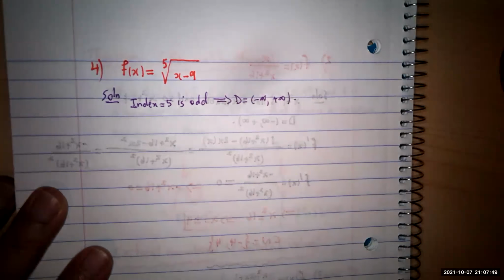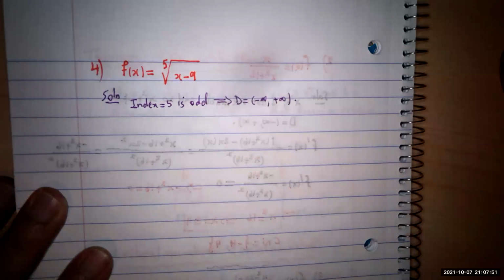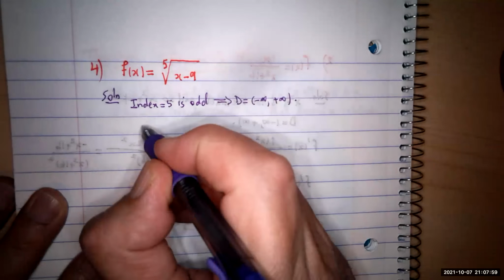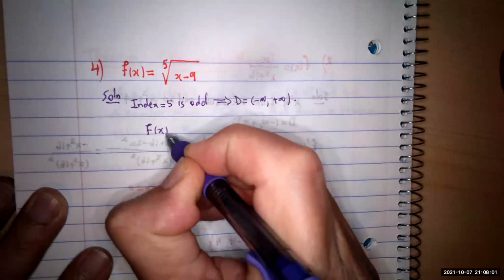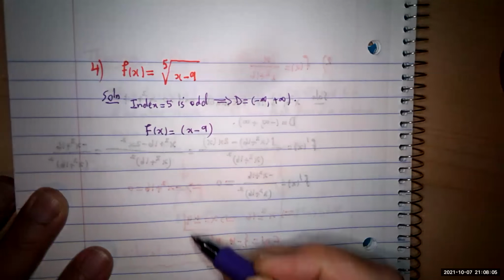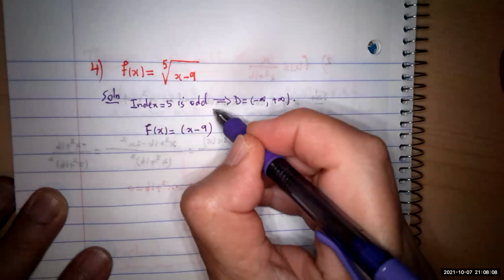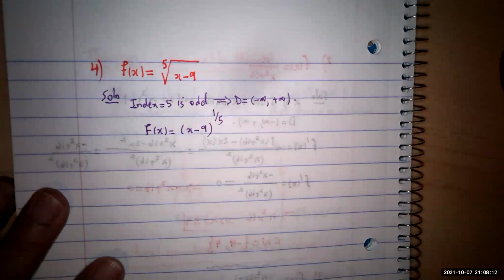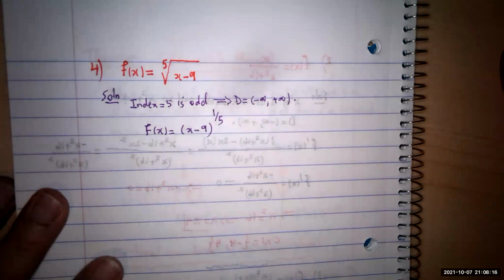Okay, very good. Now you have to differentiate it. You know that to differentiate this function, we have to rewrite it. So we rewrite f of x equal to x minus 9 to the 1/5. Okay, that's it. Then in order to differentiate it, you have to use the chain rule because it's going to be u to the 1/5.